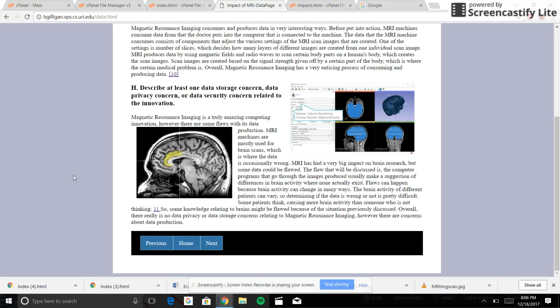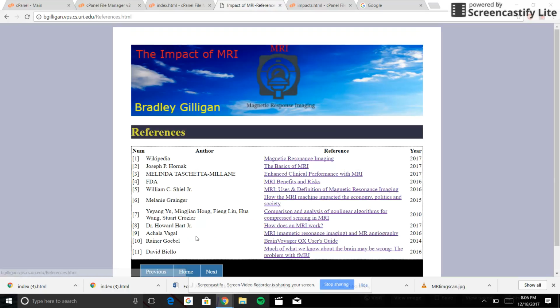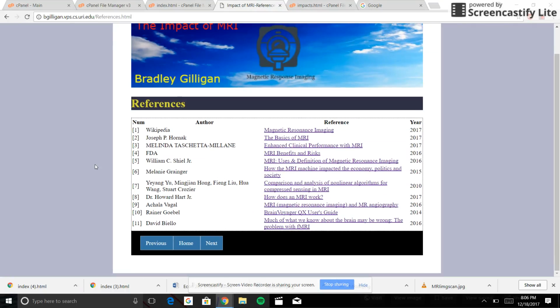Flaws can happen because brain activity can change in many ways, because people can be thinking or they cannot be thinking. So that's generally how that could be a flaw, because studies could be varied and all that in a general aspect. And this is a photo. I know you can't really see it, but the bars on the left adjust different settings for the MRI to take images. And this is an MRI scan of a human's brain, and that yellow spot is where the MRI is focused. Here's my references page.